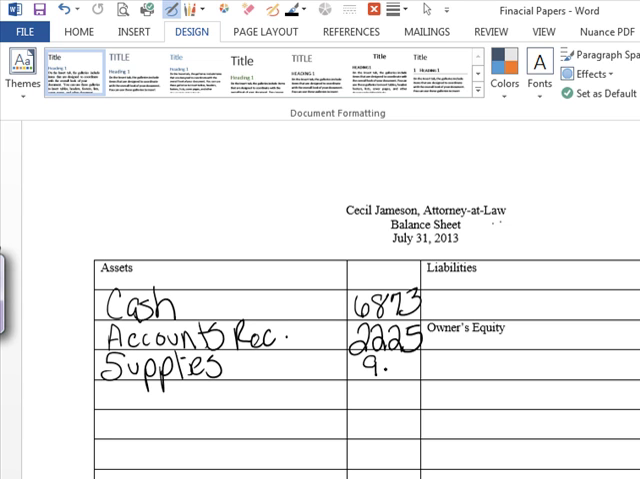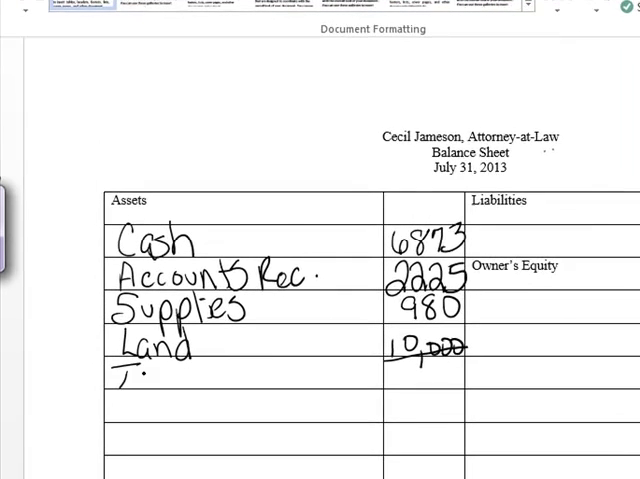Supplies were $980. And then land. Land was $10,000. We're going to draw a line because now we're going to do total assets. Add all of these totals together, and we're going to determine that the total assets were $20,078. And that's our final answer. So we're going to double underline it.